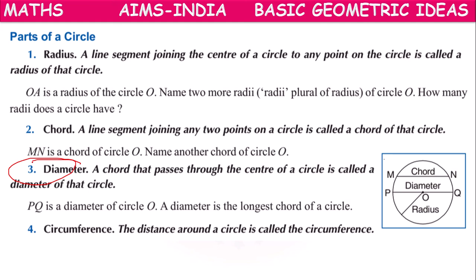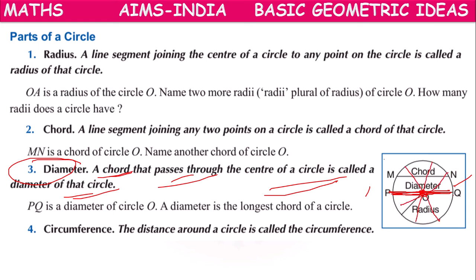Next, diameter. A chord that passes through the center is called the diameter of the circle. Now PQ is a chord. Why? It is joining one point P and another point Q on a circle. It is joining two points on a circle, so that's why it is a chord. But this chord is passing through O. Like this also it will pass, like this, like this.